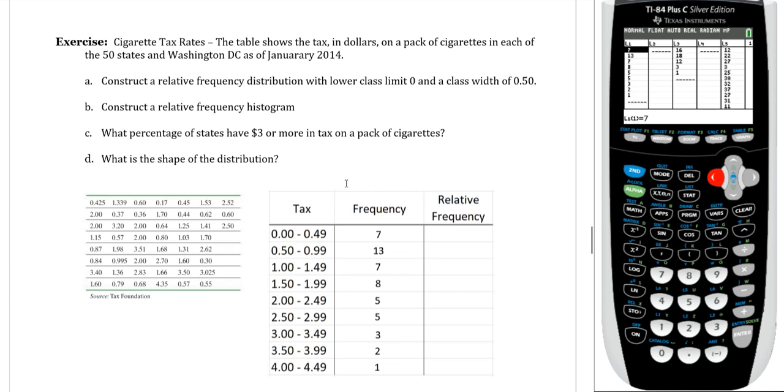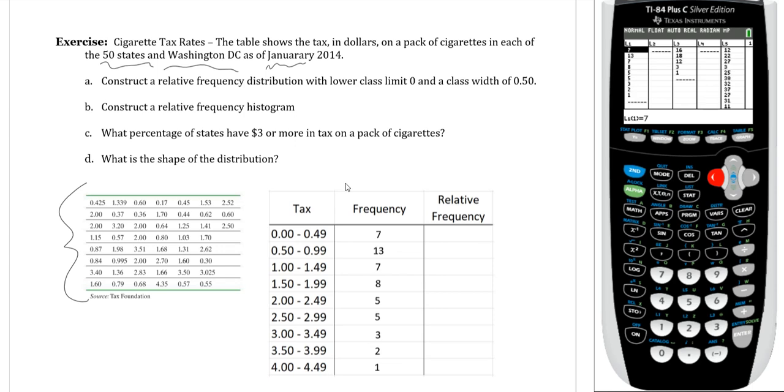Okay, so we have a couple examples of working with these. First, we have cigarette tax rates. The table shows the tax in dollars on a pack of cigarettes in each of the 50 states and Washington, D.C. as of January 2014, even though January is a little bit spelled wrong. So we have 51 pieces of data because we have 50 states and Washington. The data is presented here in this little table.